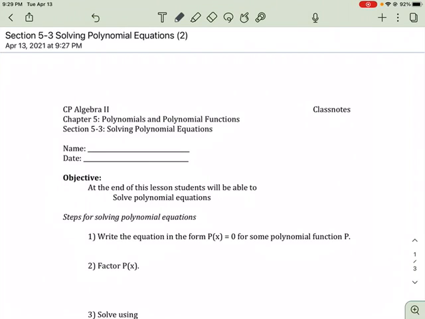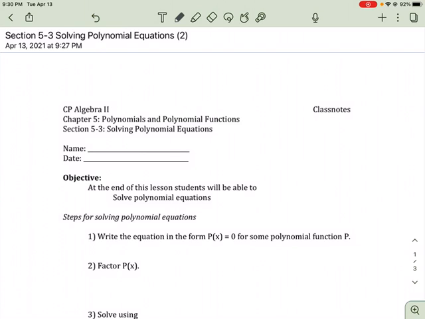Hi everyone. So today we're going to work on solving polynomial equations. We're going to take the factoring of polynomials that we did the other day and apply it to the solve portion, which means set it equal to 0 and figure out what x is. Now remember, our goal is finding the solutions, which means we're looking where the graph crosses the x-axis.